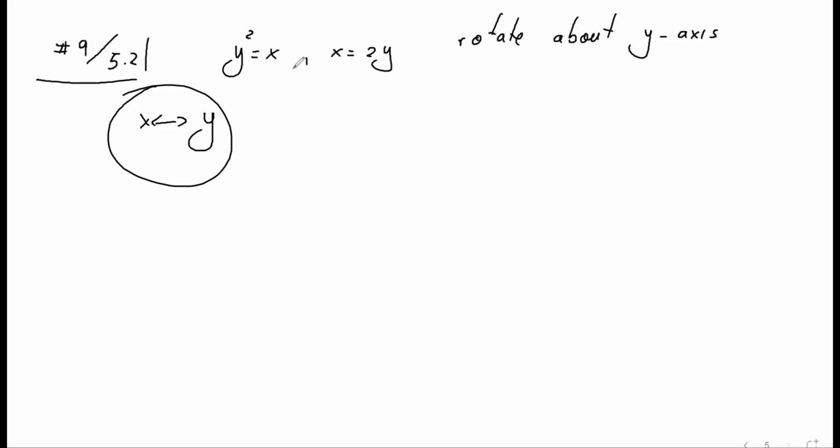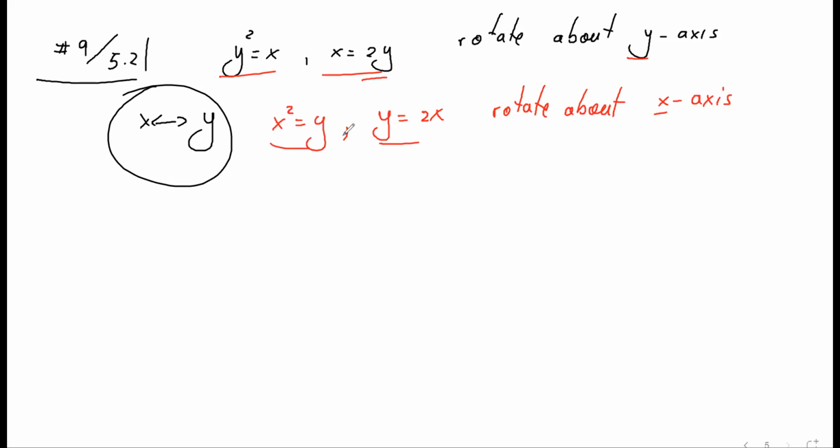Then the first equation becomes, and I'm going to write that in red. Let's write x squared equals y. The second equation becomes y equals 2x. And we rotate, so we rewrite the problem here. So rotate about the x-axis. We said that we change the letters x and y, so they're all changed in the formulas here.